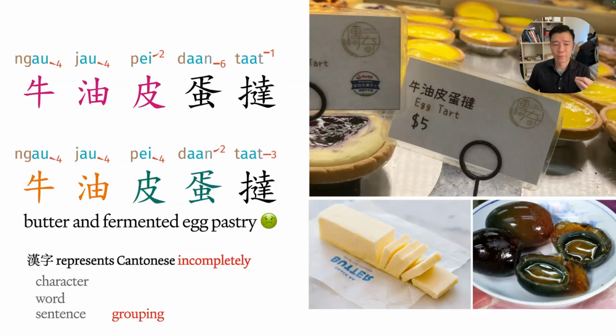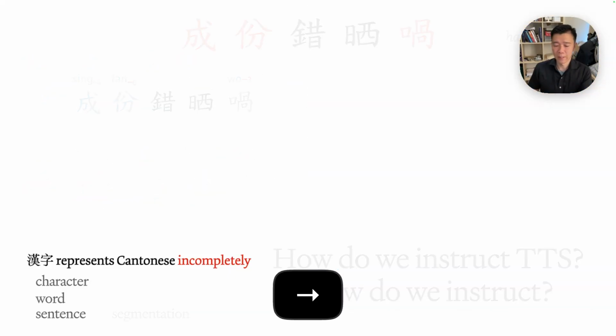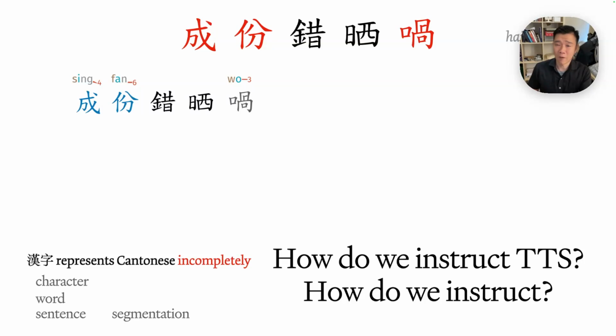In all these cases, what we're talking about is that it is not the character that gives the meaning, but a combination of character together with the reading that gives it the meaning. And it affects the grouping, it affects the meaning of the single character, the word, or the overall sentence. Very often this stacks. For example, here is a 5-character sentence, and it could mean 成分錯晒喎, the ingredients are all wrong.